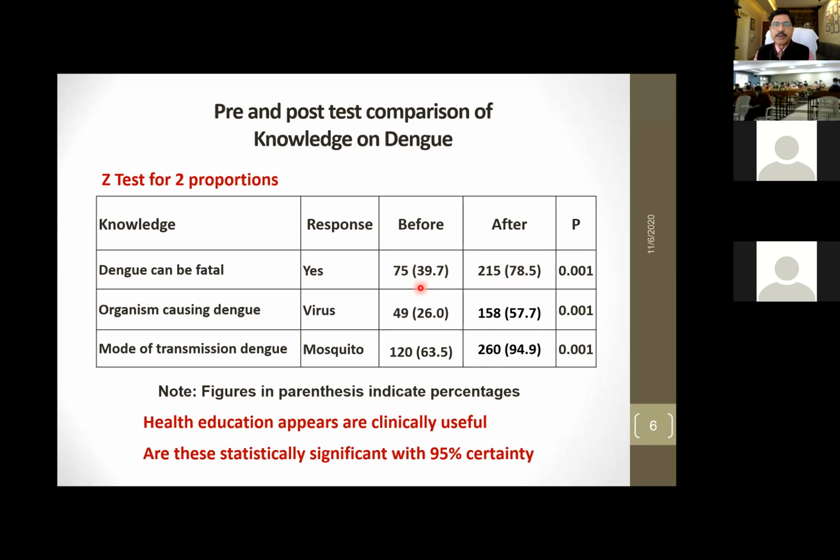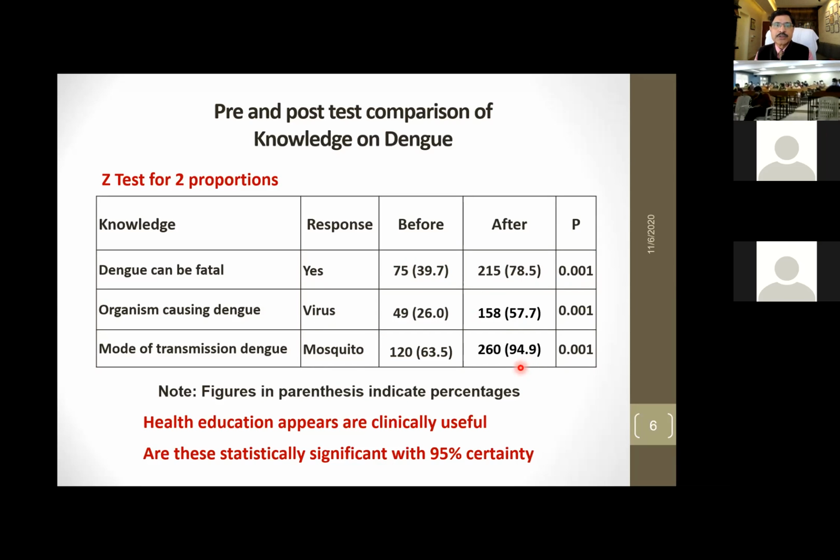Now, of the people who responded, 39.7% said yes, they agreed. But after I educated them that it is a fatal disease, 78.5% agreed it is fatal. Then I asked them, is it a virus? Only 26 people knew it was a virus. After my education, 57.7 understood that it was a virus. Then I also asked, is it mosquito borne? Then 63 people knew that it was mosquito borne before, but after my education, 94.9% said it is so.